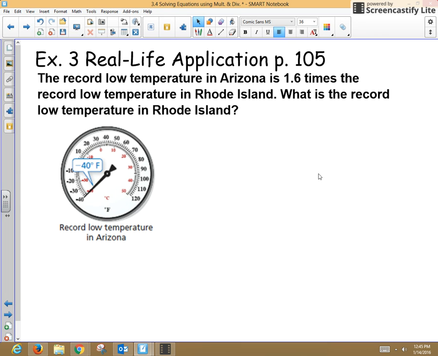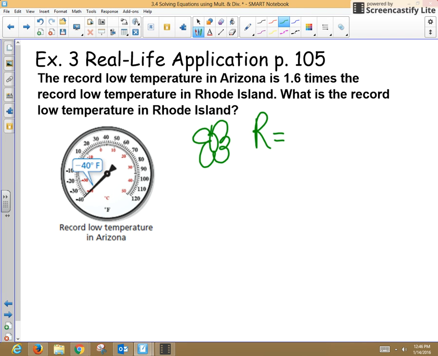Okay, example 3 is our last example. We have the record low temperature in Arizona is 1.6 times the record low temperature in Rhode Island. What is the record low temperature in Rhode Island? So remember our gate icons. The flower means details. And the details in this equation is that we need to find the low temperature for Rhode Island. So I'm going to call R the Rhode Island temperature, and that's my variable. I think in your textbook it uses the variable T. It doesn't matter what variable you use as long as you set it up correctly.